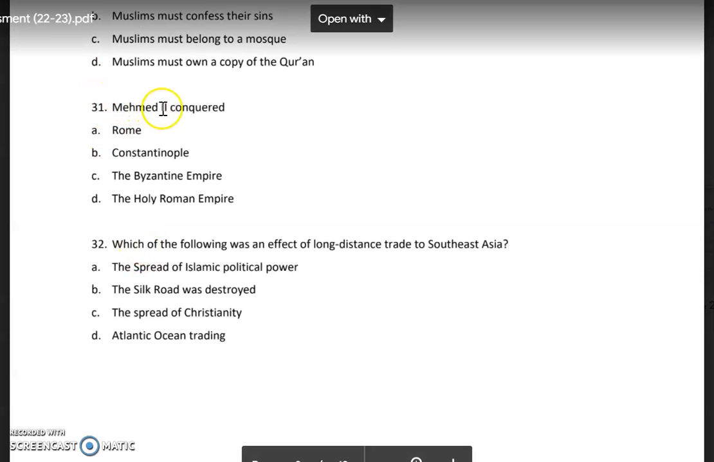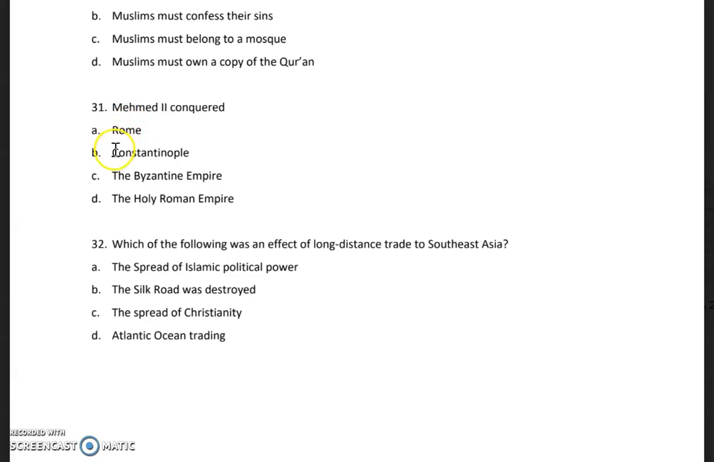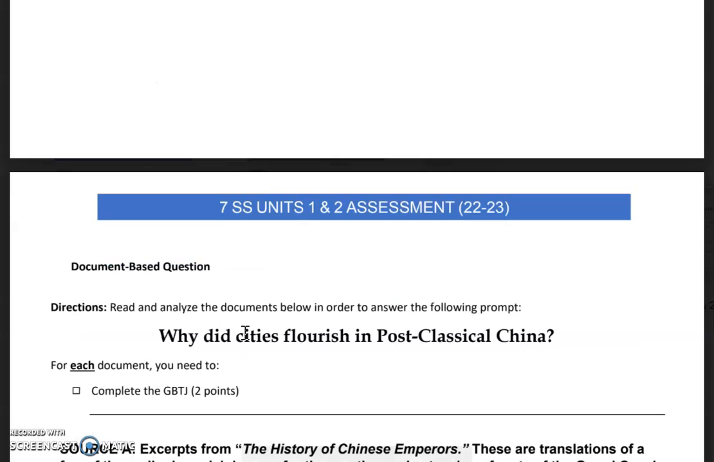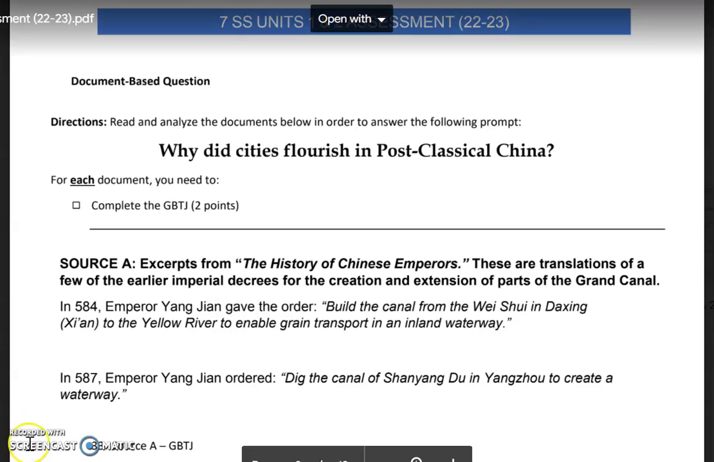31. Mehmed II conquered: A. Rome, B. Constantinople, C. The Byzantine Empire, D. The Holy Roman Empire. Number 32. Which of the following was an effect of long-distance trade to Southeast Asia? A. The spread of Islamic political power, B. The Silk Road was destroyed, C. The spread of Christianity, D. Atlantic Ocean trading. I'm going to finish this in part 2.